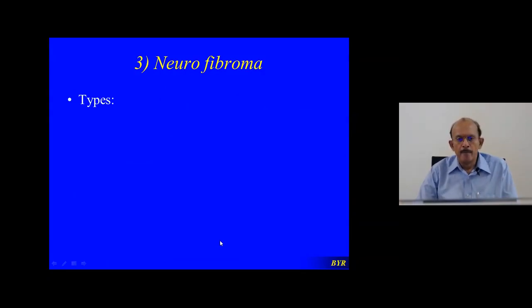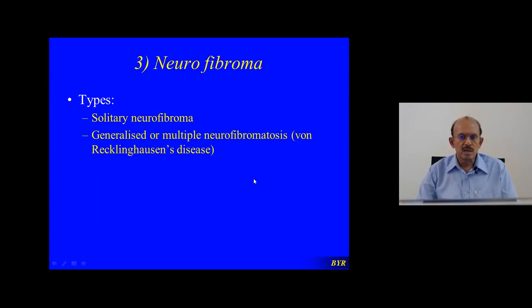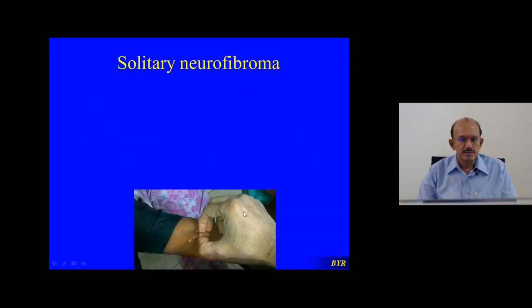Types of neurofibroma: solitary neurofibroma, multiple neurofibromatosis or generalized neurofibromatosis, which is also called von Recklinghausen's disease, then plexiform neurofibromatosis. So these are the three varieties.